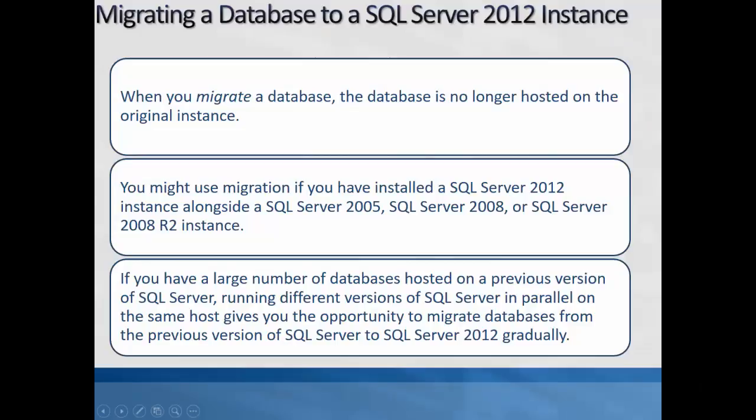So when you migrate a database, the database is no longer hosted on the original instance. You might use migration if you have these instances alongside. So that was the point, alongside the older versions. If you have a large number of databases hosted on a previous version of SQL Server, running different versions in parallel, so alongside the databases in one machine or in parallel on other machines, right? As I showed in the diagram, you can just migrate if they are working either alongside or in parallel on separate machines.